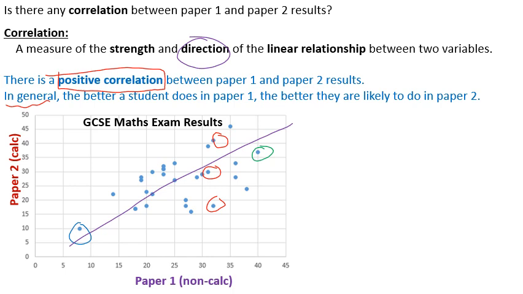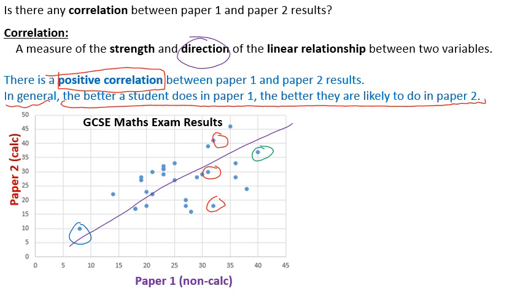And in this case, the generalization is that the better a student does in paper 1, the better they are likely to do in paper 2. It doesn't mean that they will do better. It doesn't mean that there are no students who buck the trend. It just means that in general, this is the trend you would expect to see.